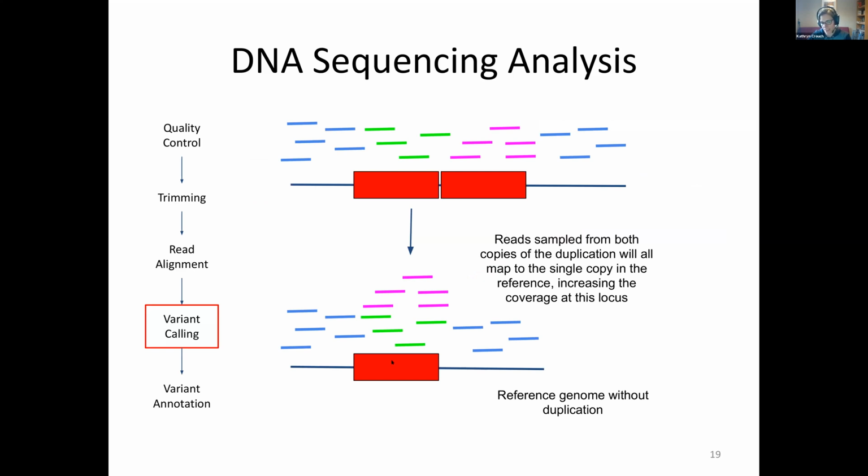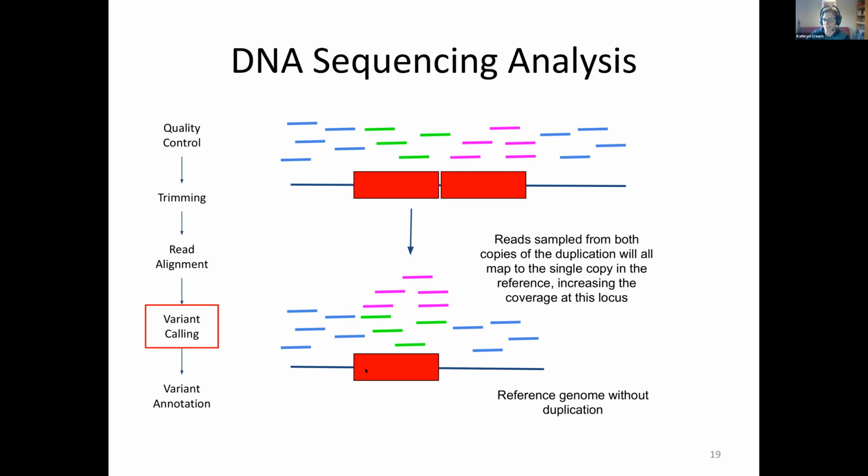And what happens here is that reads that map outside that region are fine. They can map just to where they would normally. But the green reads that originate from the first copy of the duplicate in your sample, and the pink reads that originate from the second copy of the duplicate in your sample, will all map back to the single copy of that region in the reference genome.